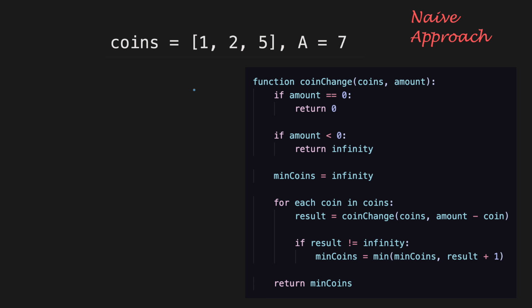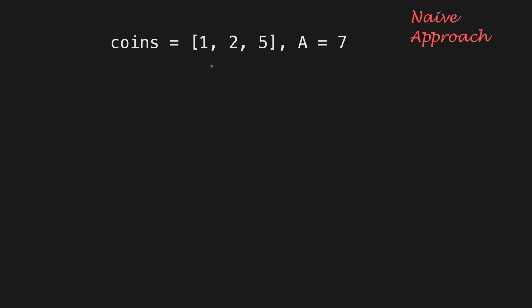The naive approach to solve this problem will be to try out all possible combinations of coins to make up the target amount. At each step, we attempt to subtract the value of each coin and recursively solve the problem for the remaining amount. The goal is to minimize the number of coins required. For example, here we have the coin denominations of 1, 2 and 5.